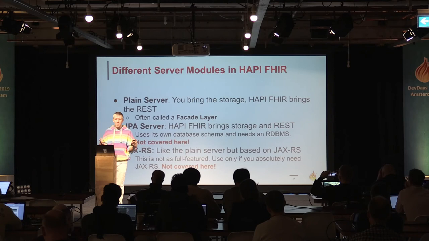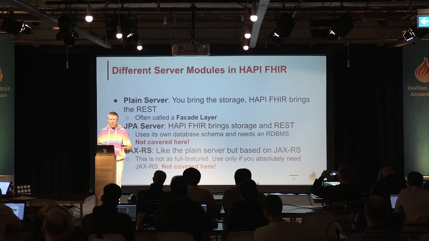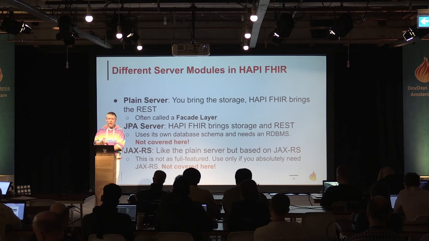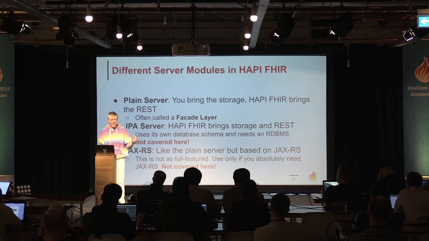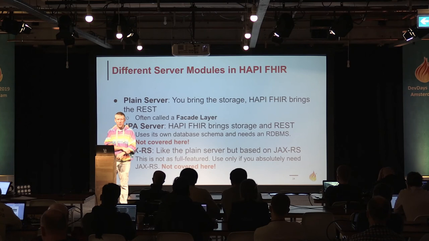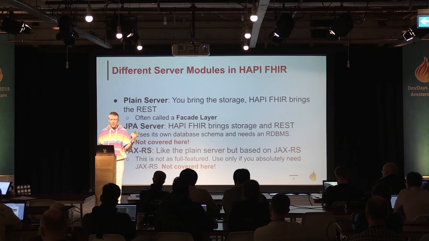The second module for the server, and I would say most usage out there is one of these two things, and they're pretty much 50-50, is the JPA server. HAPI's JPA server is kind of a FHIR server in a box. It takes advantage of a library called Hibernate, which is another one of those Java technologies that you either love or hate. Some people love it, some people hate it. I get it if you don't like it, but you don't need to interact directly with Hibernate, even if you're using this framework. The JPA server provides its own set of database tables. You connect it to an instance of Postgres or Oracle or SQL Server or Derby or any of the sort of Hibernate supported persistence layers.